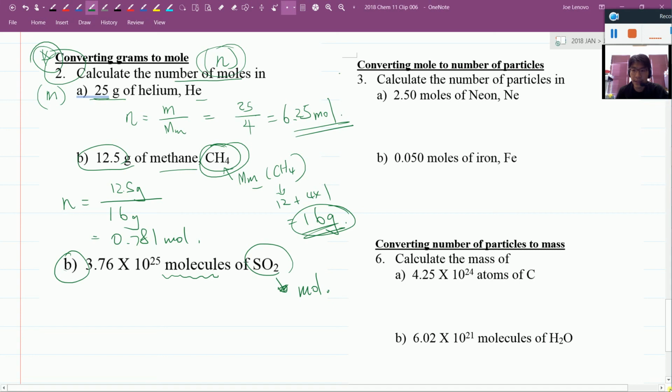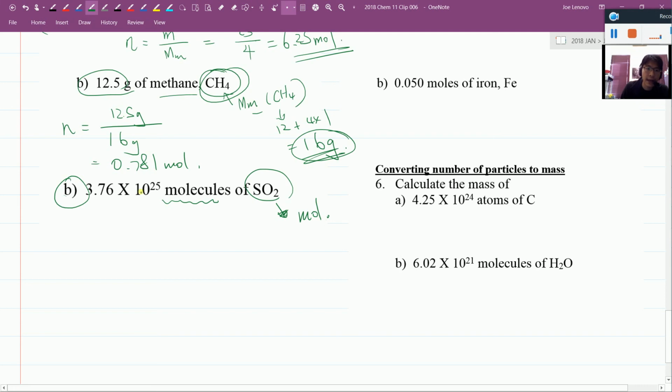The one that we do next here is the molecules. So if we have the molecules or atoms, we know that 1 mole of molecules is 1 Avogadro number. If we've got a number of molecules, then I can just divide it by Avogadro's number, which will give you the number of moles. So let's say it's 3.76 times 10 to 25 molecules that you have.